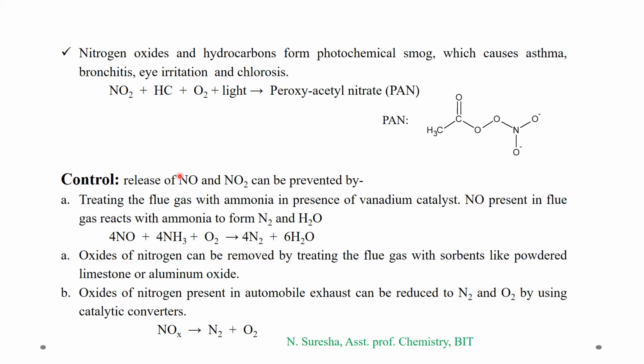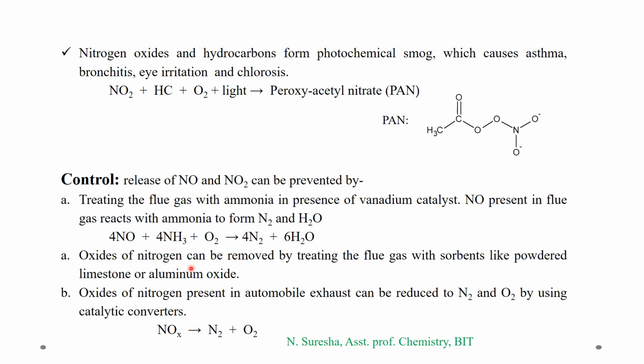How to control? The release of NO and NO2 can be prevented by treating the flue gas, waste gas containing oxides of nitrogen with ammonia in presence of vanadium catalyst. NO present in the flue gas reacts with ammonia to form N2 and H2O. Nitric oxide is made to react with ammonia in presence of oxygen and in the presence of vanadium catalyst. So this nitric oxide will be reduced into nitrogen and water. We can reduce the concentration of this released into the atmosphere.